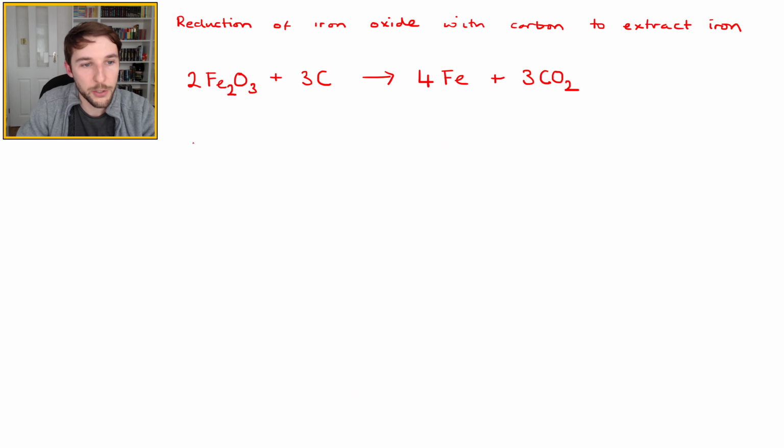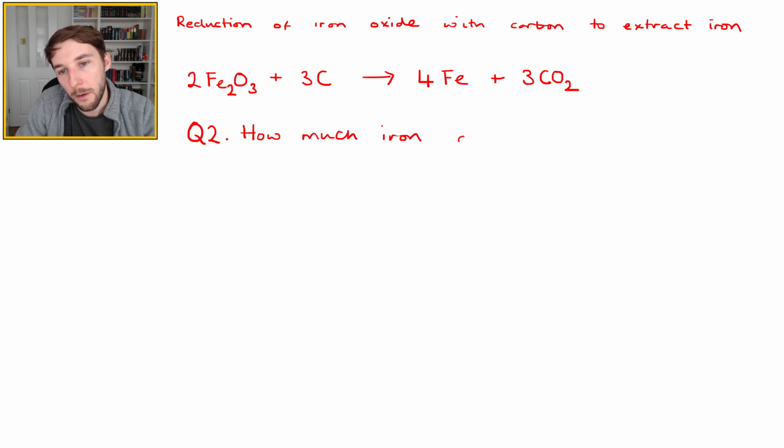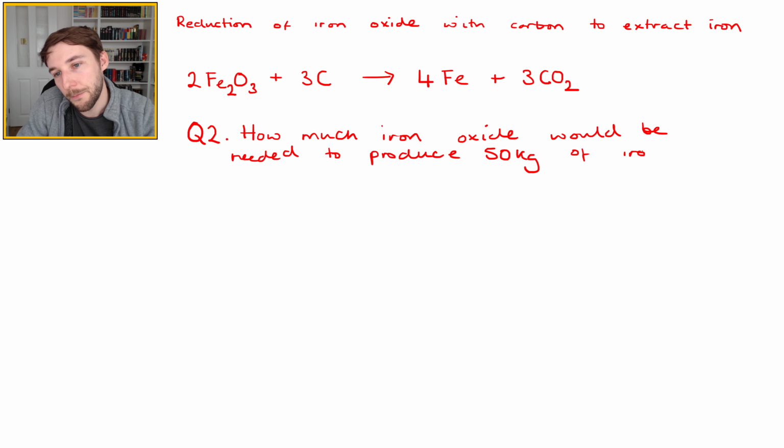Okay, so let's imagine the question in this one, so we'll call this question 2, is asking you to produce, let's say, 50 kilograms of iron. So the question would be something like this. How much iron oxide would you need, or would be needed to produce, let's say, 50 kilograms of iron?